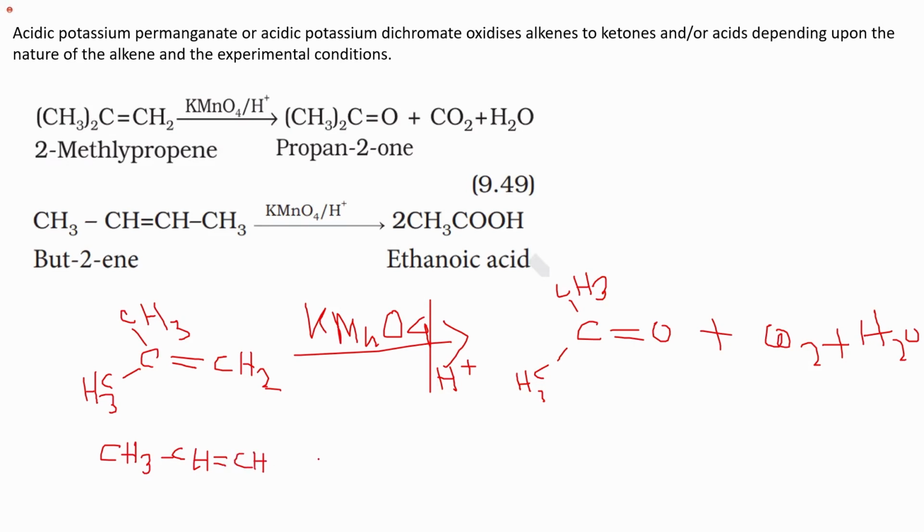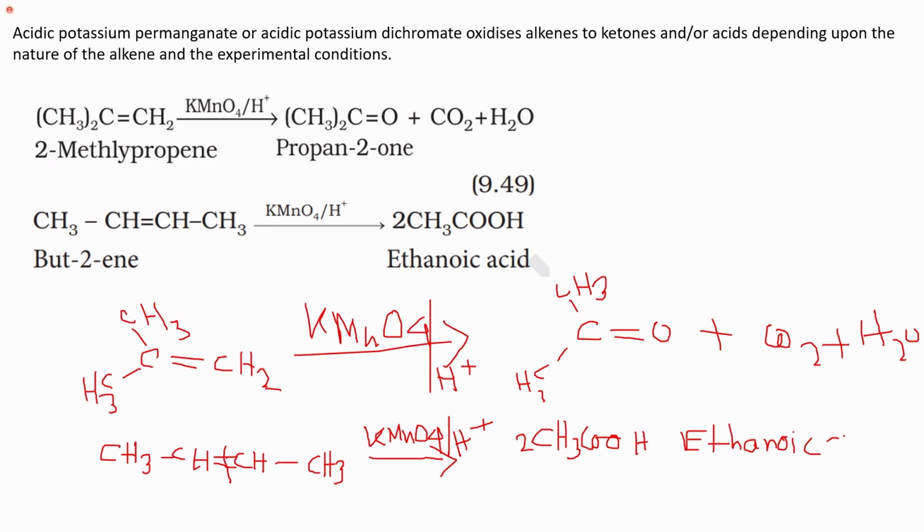Now if you use the symmetrical alkene, what will you get? The symmetrical alkene with KMnO4 and H plus solution, this bond will get cleaved. Then we will generate 2 CH3COOH. This is called ethanoic acid, or acetic acid.